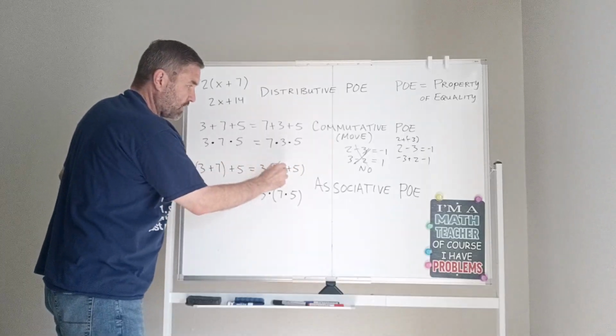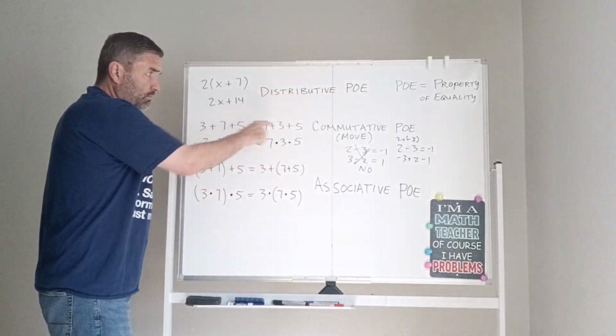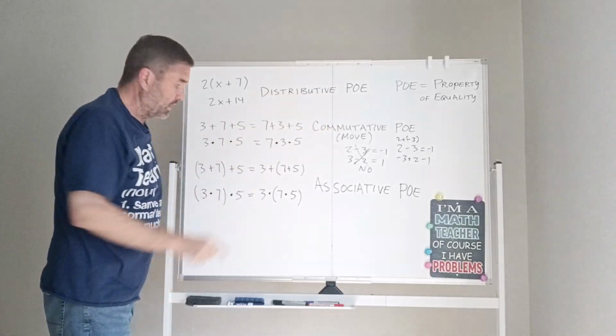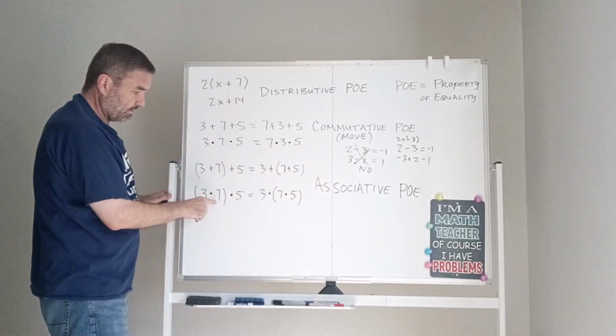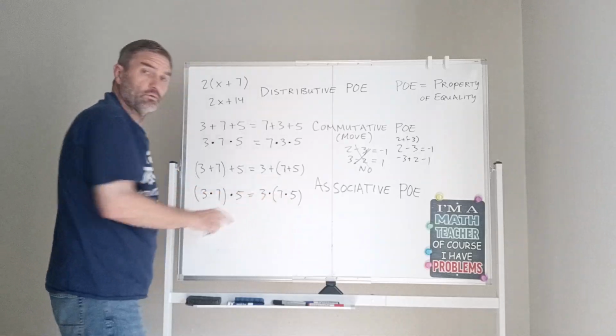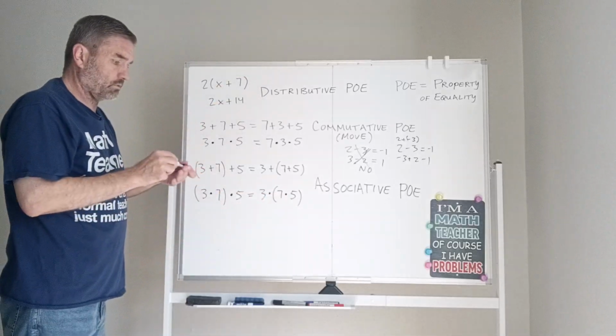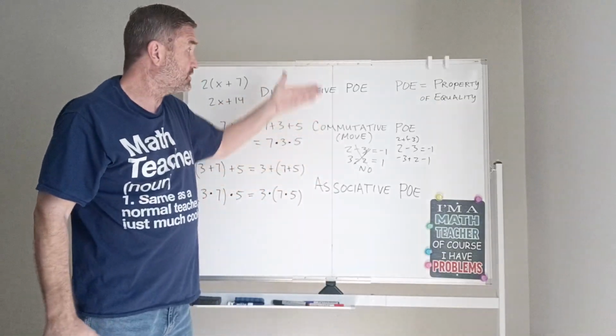And how do you change the order of operations? Well, the way I look at it is I have parentheses and the parentheses move. So if the numbers move, that's the commutative property. If the parentheses move, that's the associative property. 3 times 7 is 21, times 5 is 105. 105 times 3, also 105. So these are the three more properties in addition to addition, subtraction, multiplication, division.